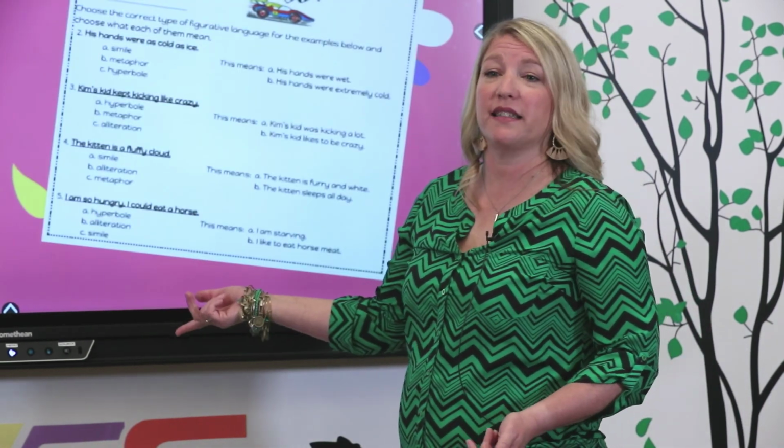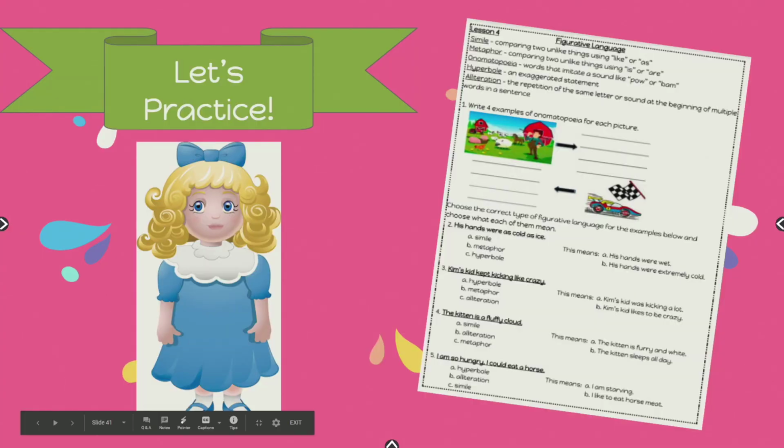So we're going to practice. I have a figurative language worksheet for you in your packet, and there are the examples of figurative language and their definitions at the top. And then I have some questions about it, and maybe you can even determine what they mean.